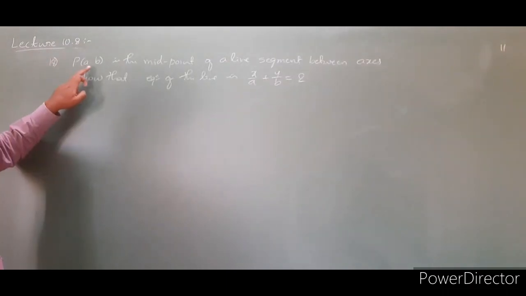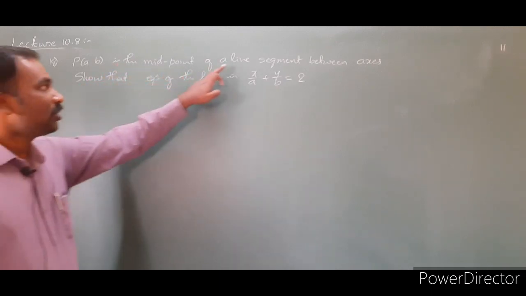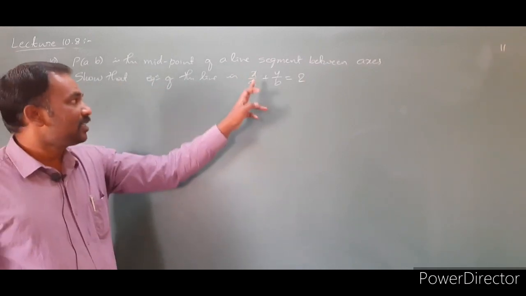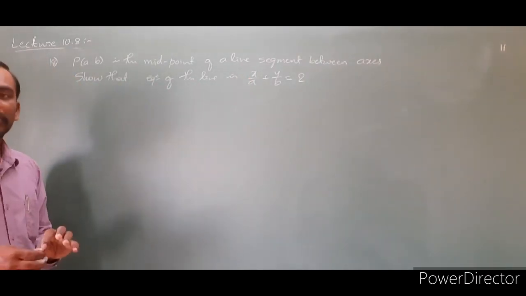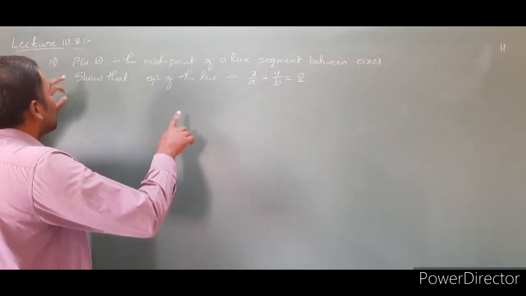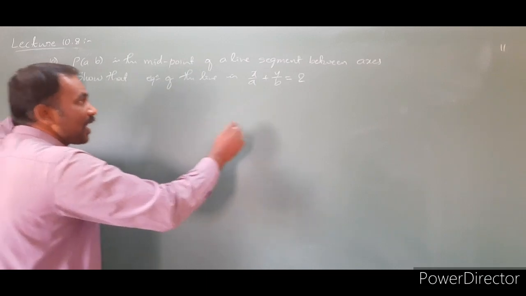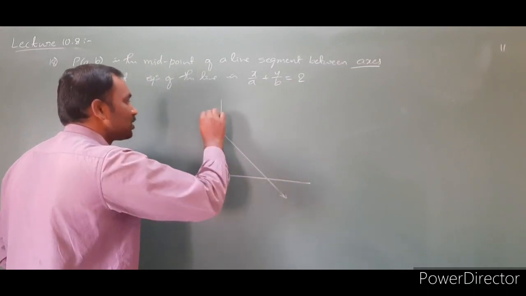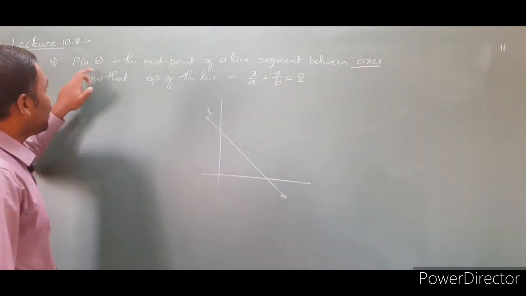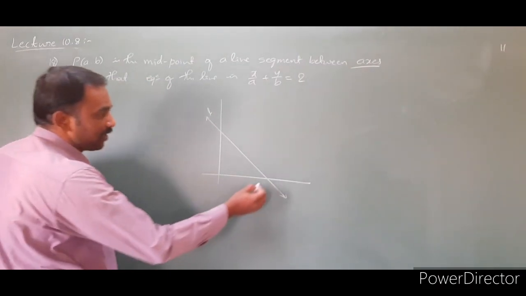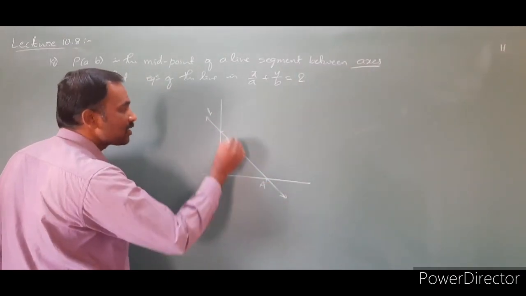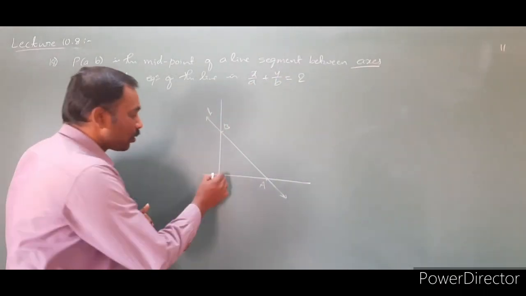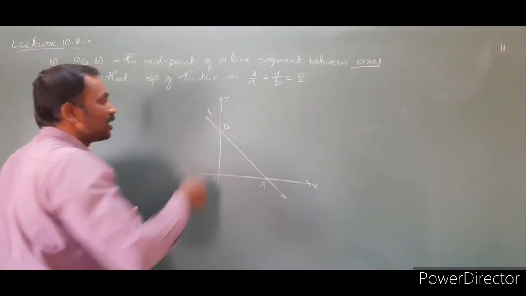Yes, 18th problem. P of a comma b is the midpoint of a line segment between the axes. Show that the equation of the line is x by a plus y by b is equal to 2. P is the midpoint of the line segment between the axes. Suppose this is the line L. AB is the line segment between the coordinate axes.